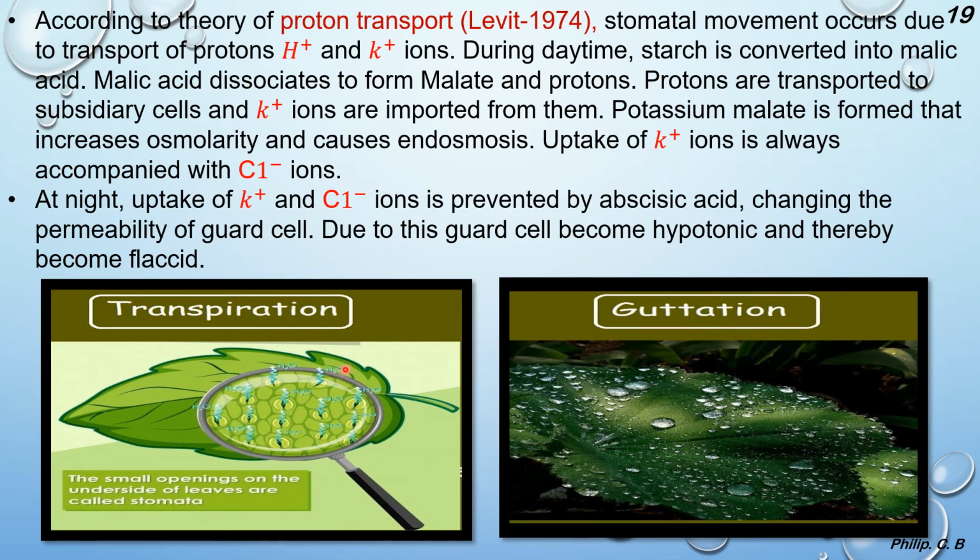So here I just added an image showing the transpiration process through the stoma, which is open, the small openings on the upper and lower side of both leaves, which is the stomata. Here I showed another image, guttation, which also takes place in the leaves with the help of hydathodes.